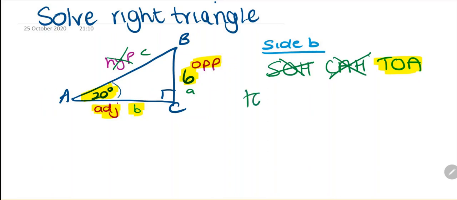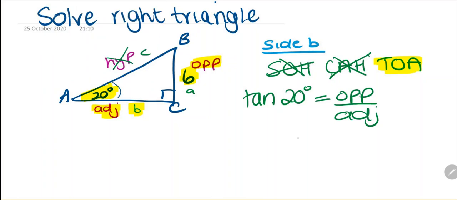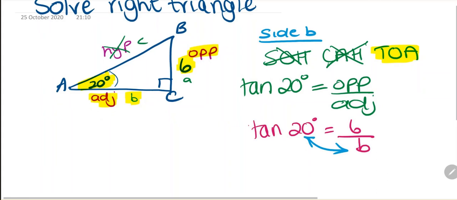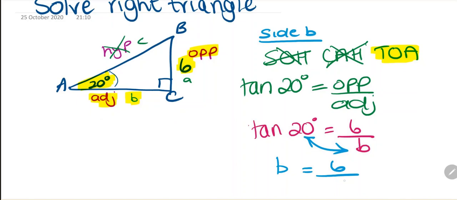So tan theta, and now it's 20, so 20 degrees, is equal to opposite over adjacent. And now I can substitute in my values. So tan 20 is 6 divided by, now I'm going to use B because I don't know my side. And now I can multiply by B and divide by tan 20. So I'll have B is equal to 6 divided by tan 20.